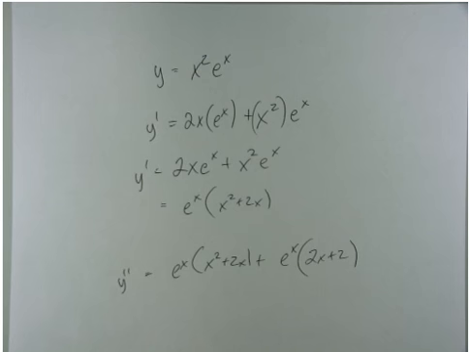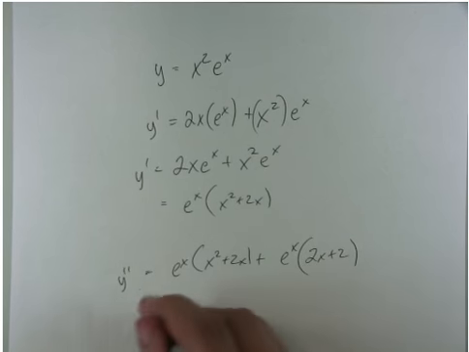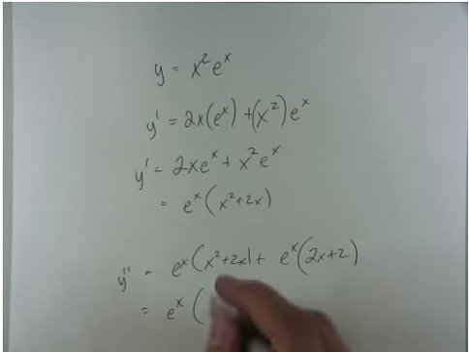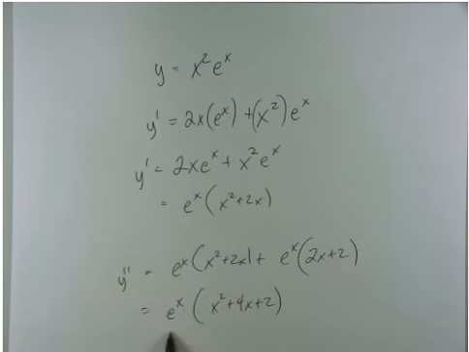So I could keep doing this all day if I really wanted to. Factor the e to the x's out again, and again I have e to the x times some polynomial. So if I wanted y triple prime, I could use the product rule again. I could do it as much as I wanted to. I don't want to, but I could if I wanted to.